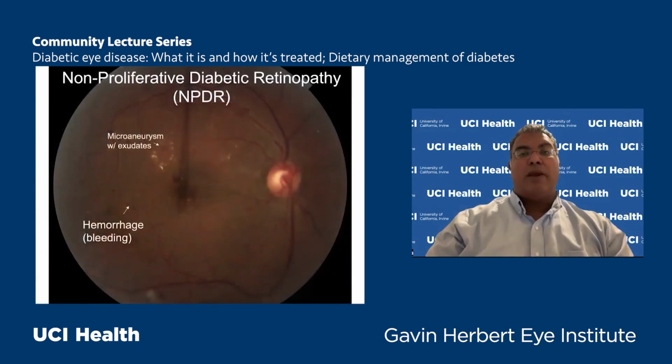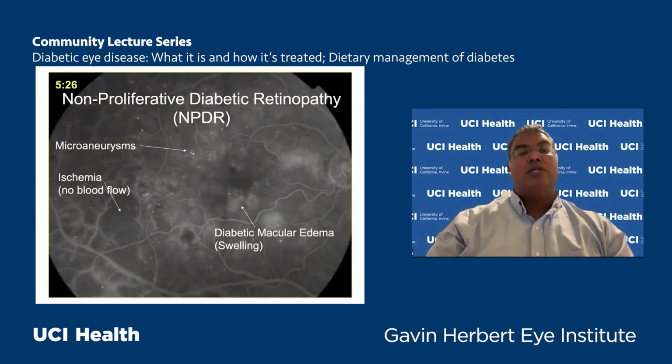In non-proliferative diabetic retinopathy, we see changes in the retina. The difference between this eye and the last eye is that in this eye, we have microaneurysms, and you see these little yellow spots around them called exudates. That is protein from blood that has leaked out of that little aneurysm. And you see little hemorrhages on the side bleeding. We can see hemorrhages inside of the retina or on the surface of the retina in diabetes.